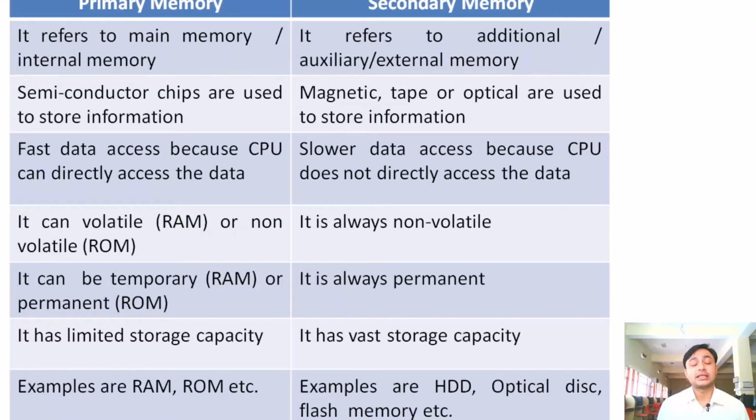In case of primary, the examples are RAM and ROM. In case of secondary, the examples are HDD, that is hard disk drive, optical disk, flash memory.